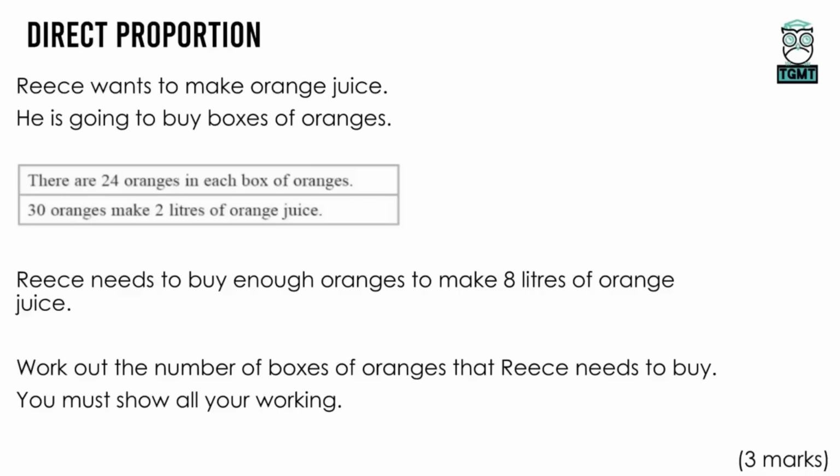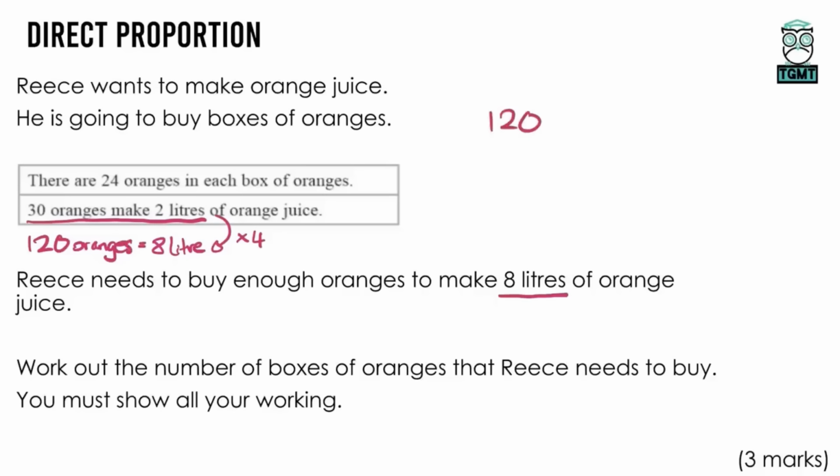Now if he needs to make 8 litres and 30 oranges will make 2 litres, well, how many of those 30 oranges are we going to need to buy 8 litres? Well, to get from 2 to 8 litres, that is multiplying by 4. So that would be 8 litres, and that would be 30 times 4, which is 120 oranges. So 120 oranges equals 8 litres. So we need 120 oranges.